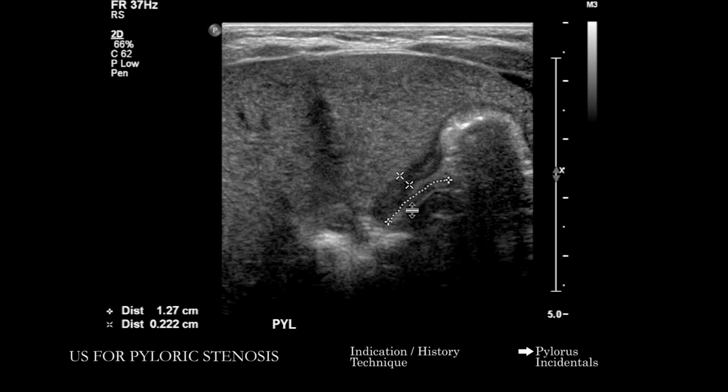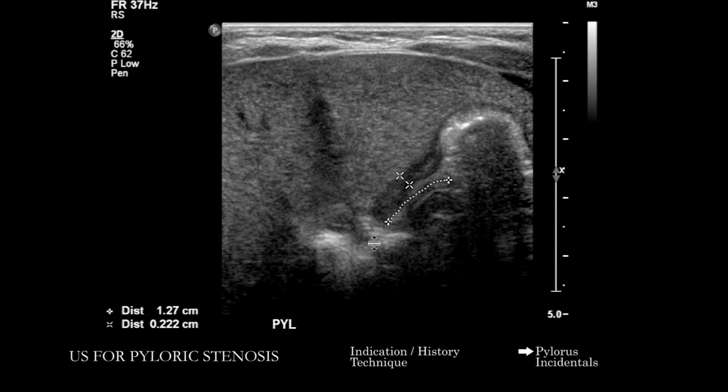And you want to be careful here. In this exam, we have a good image where you're really measuring the more hypoechoic area and not including the mucosa. So you want to be sure to do that. And you are doing just the single wall, not the double wall.